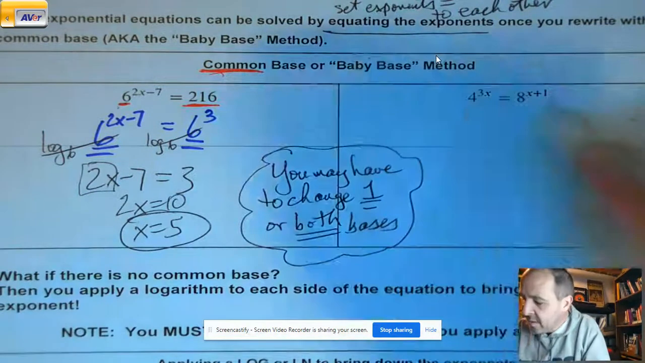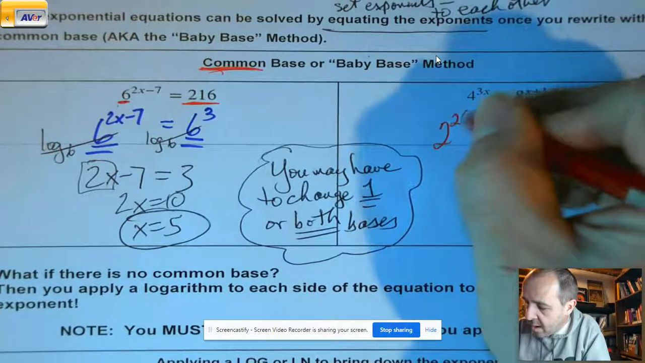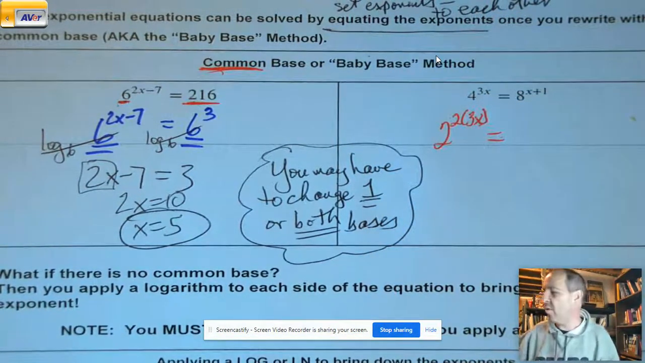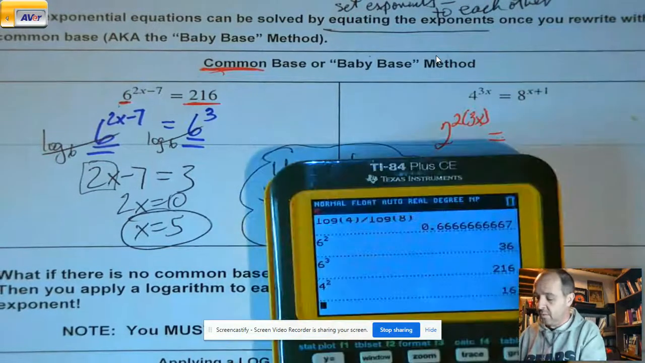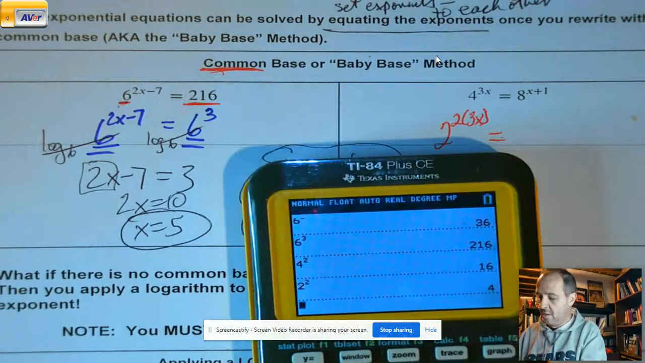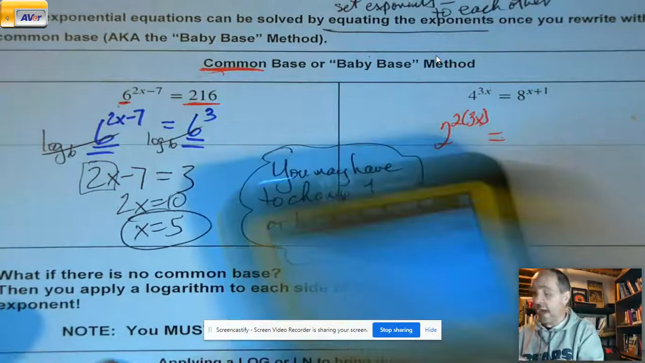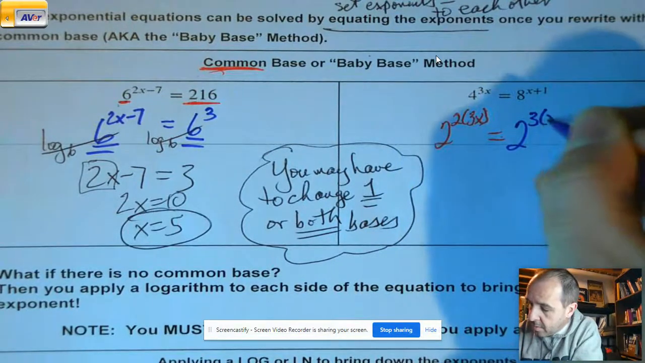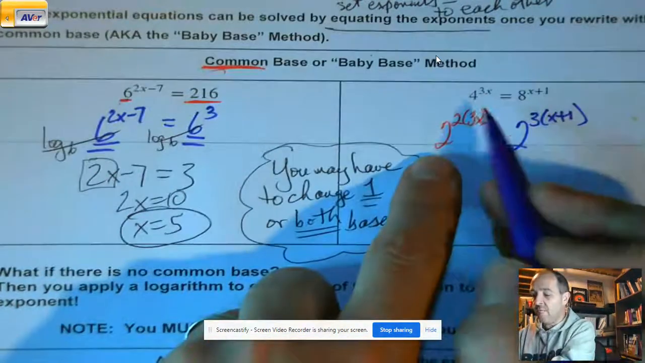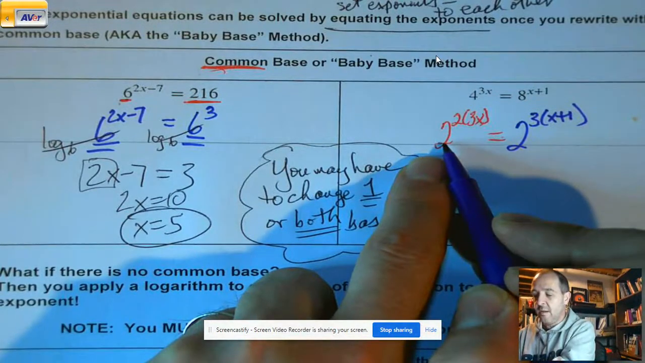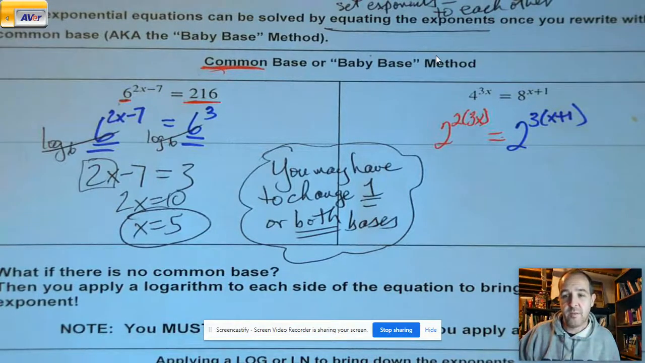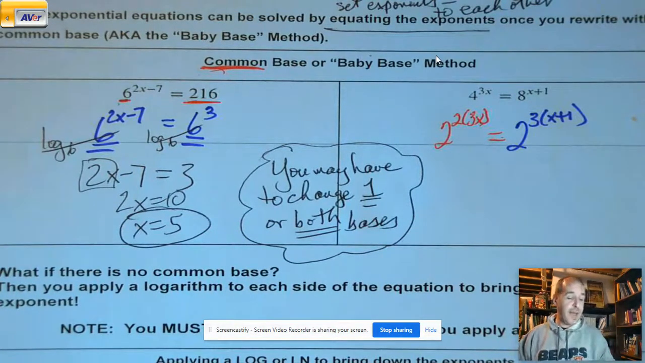Okay, let's try this. So 2 squared, can't lose my 3x there. Can you think of something 2 to some power that would get me 8? Well, 2 squared is 4. Oh, 2 cubed is 8. So see what I did. I turned 4 into 2 squared. I turned 8 into 2 to the third. I had to change both of my bases. But it did give me the opportunity to make them equal.